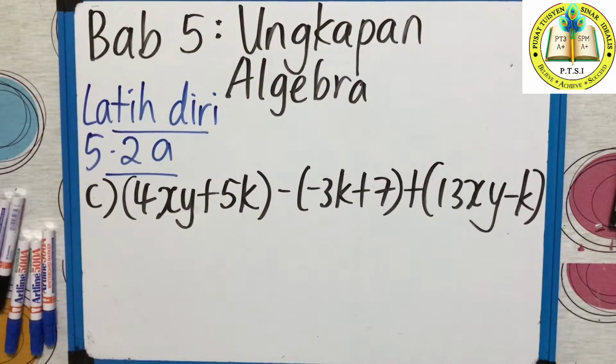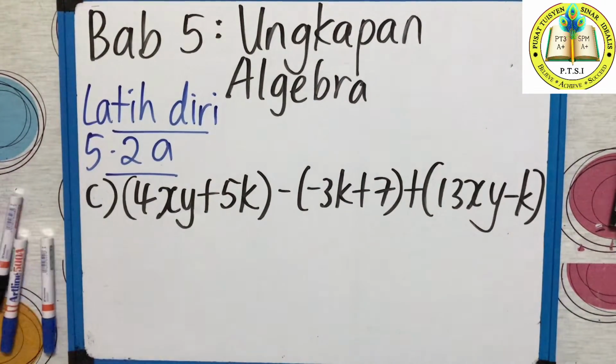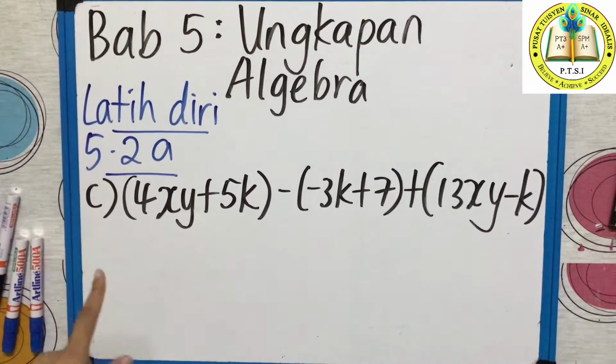Class, teacher is going to discuss last week's exercise, Latih diri 5.2a from your textbook, Bab 5, Ungkapan Algebra. If you see the C question, A dan B senang. So teacher will go directly to the C question.